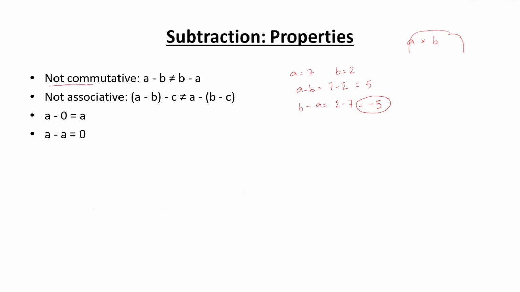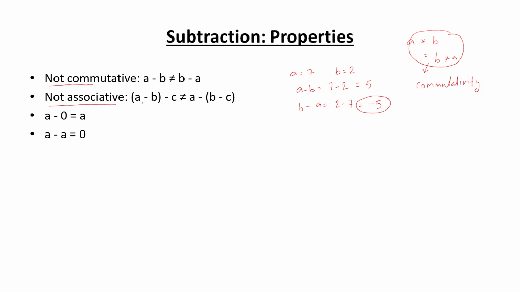Commutative means whether you do A star B or B star A, if they are equal, then you call this property commutativity. Okay? Again, you don't need to remember the name. Similarly, subtraction is not even associative. What does it mean? It means whether you are subtracting B from A first or the other way around. So order matters.